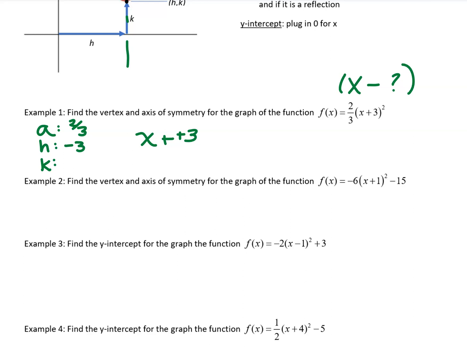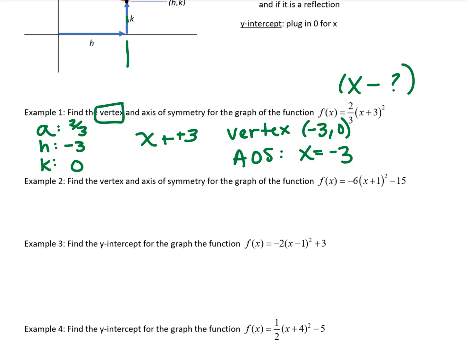K is what's being added out here. There's nothing there, so k is just 0. So we said the vertex is just your h and k. So this graph has been shifted 3 to the left, but it hasn't been shifted up at all. So the vertex is -3, 0. So it's just sitting on the x-axis. And then the axis of symmetry is x equals, and it's always whatever the x value of the vertex is. So x equals -3.